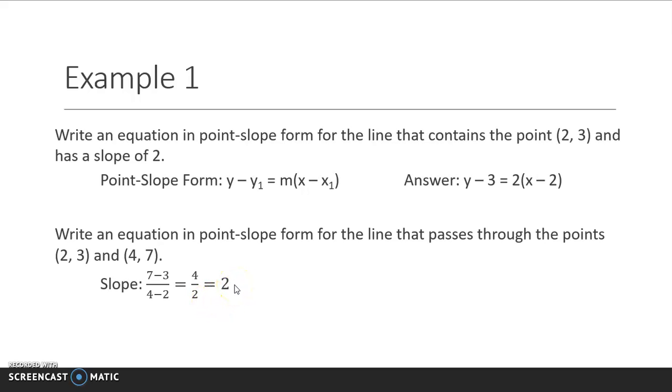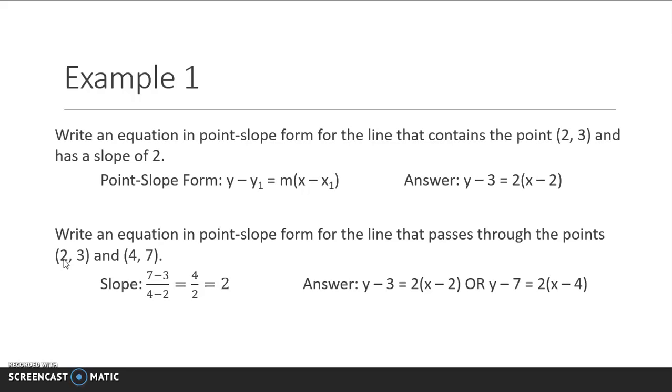Now, when you're writing the point-slope form, you can choose either of these 2 points to put into the format. So there are actually 2 answers to this question. Both answers are acceptable. So you can either write y minus 3 equals 2 times x minus 2, or you can write y minus 7 equals 2 times x minus 4. Now, the one thing you're not allowed to do is mix between the 2 points. So you can't pair up the 7 with the 2 over here. That's not allowed. You have to pick a point and put it in.